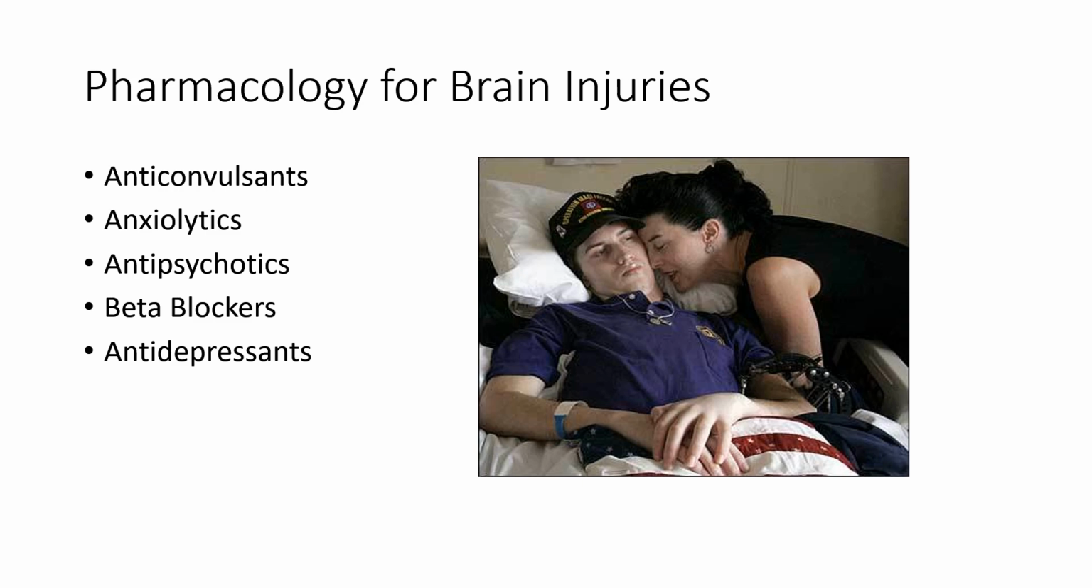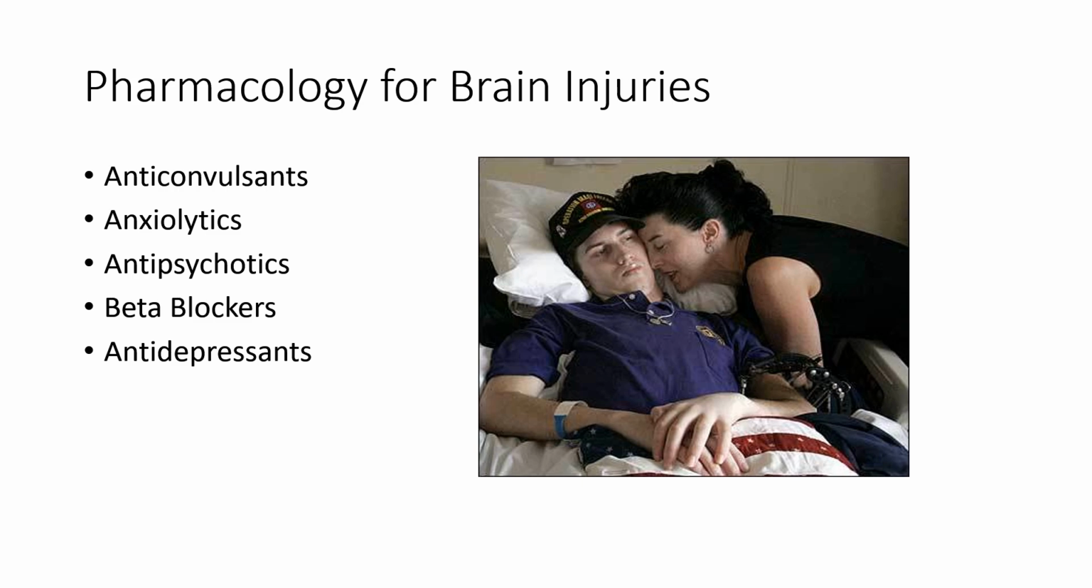Pharmacology for brain injured patients is sort of a try and see type situation. Immediately after the injury, they do need to be put on some kind of anticonvulsant. Phenytoin and fosphenytoin will prevent seizures in the early injury period. Tegretol and Depakote may be used later.